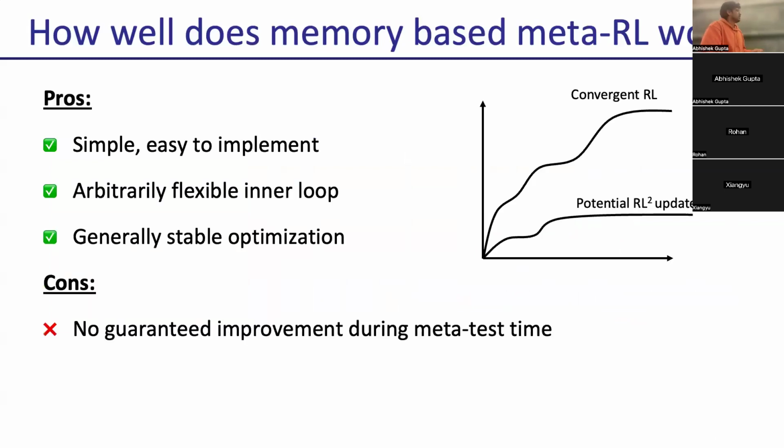The nice part about this is that it's simple and easy to implement. It's generally stable because it's running PPO with an RNN, but it doesn't have any guaranteed improvement, right? If you go out of distribution, who knows if that RNN will get better or not? You're just running it forward. And when it doesn't get better, you're screwed. You have to go back to gradient descent or something. And it doesn't really work out of distribution unless you have internet scale data. And so that's what makes this kind of tricky.